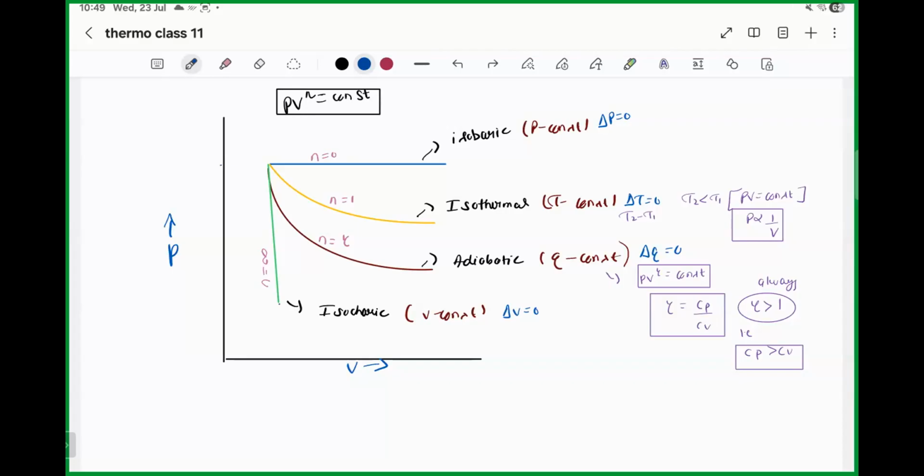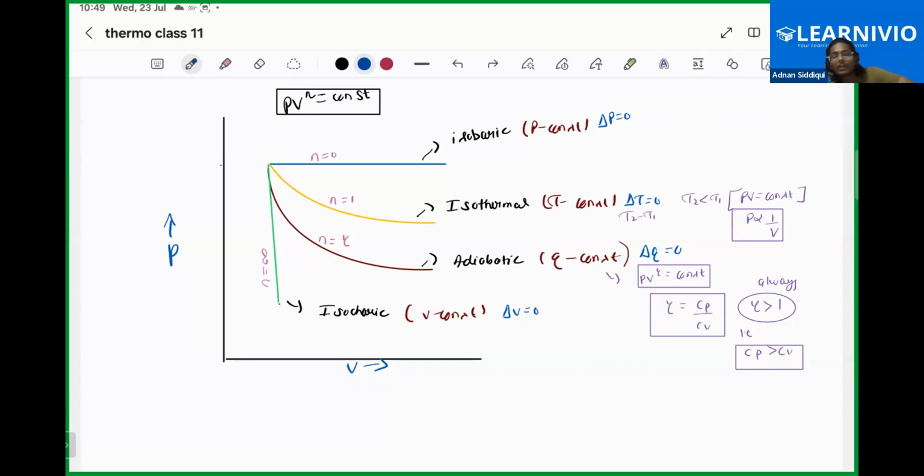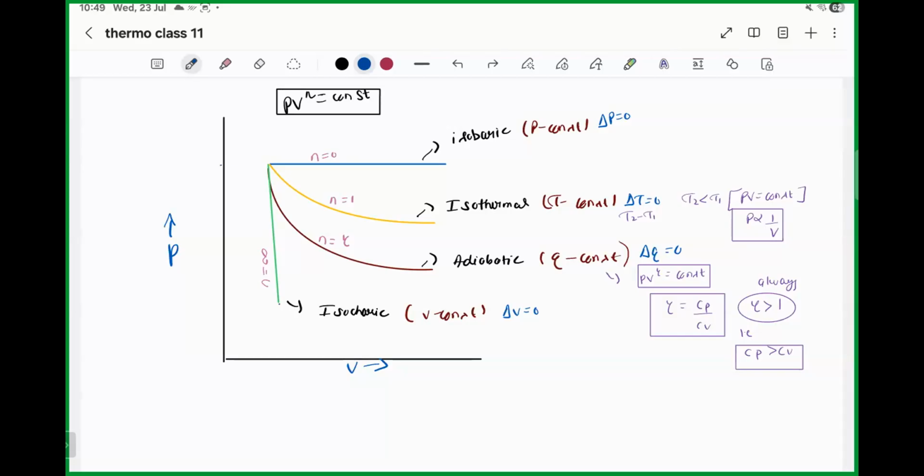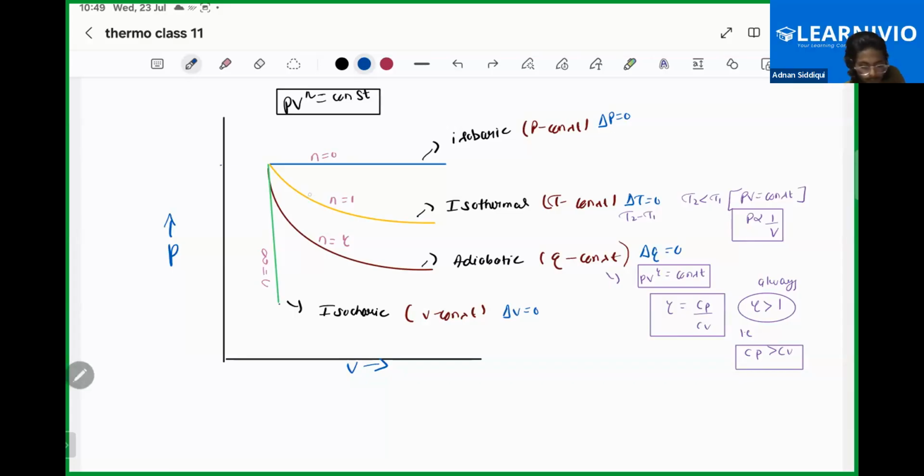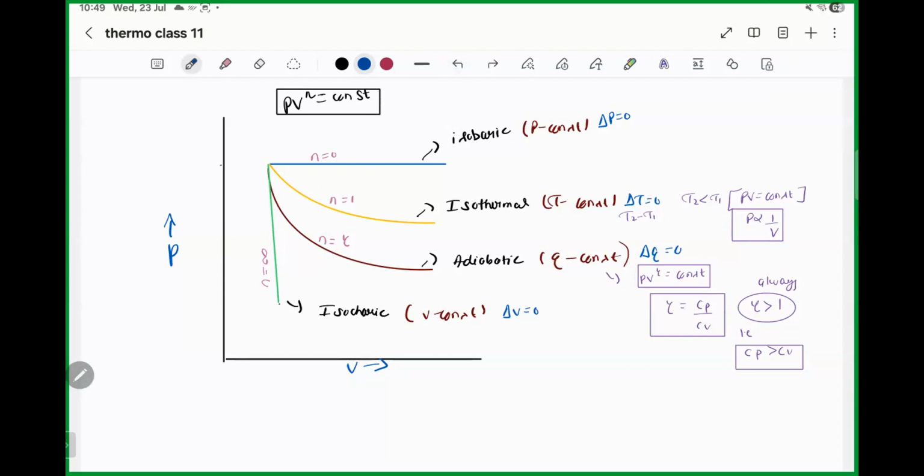So as the volume is increasing, what is happening to the pressure? If the volume is big, the pressure is small, and if the volume is small, the pressure is big. So is this slope making sense, right?